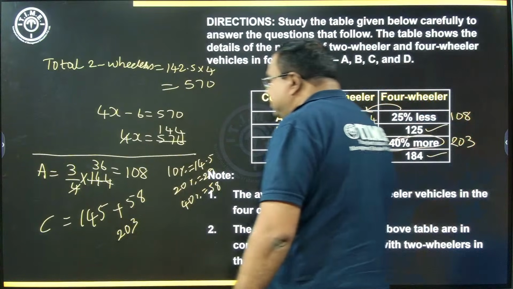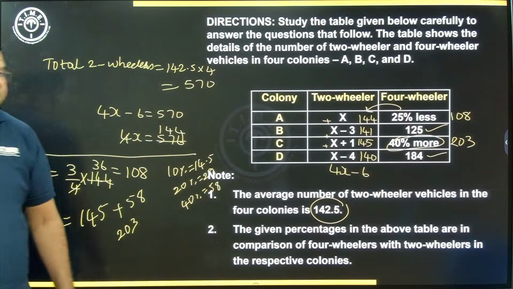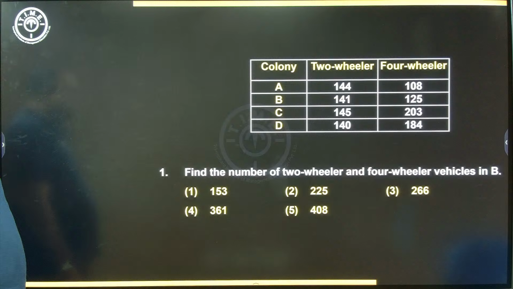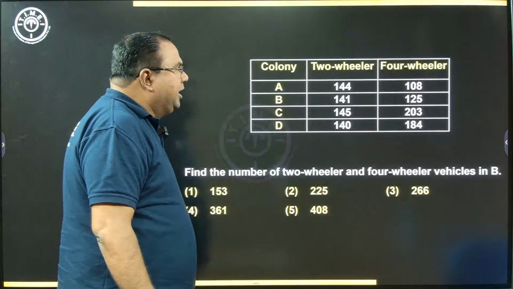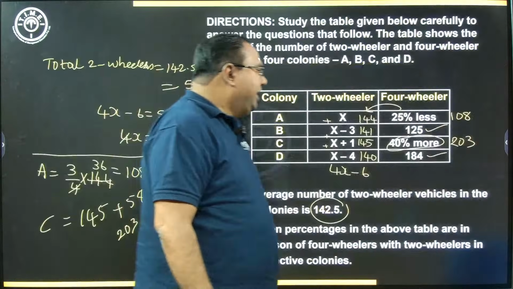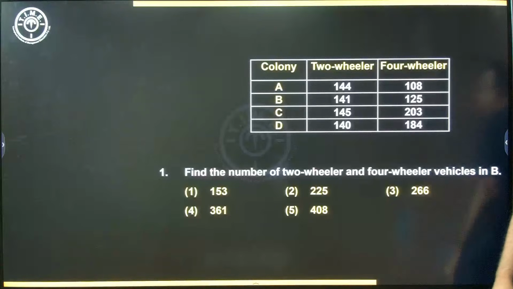I got all the values now. Now see here, I've just copied them into my tabular form here. 144, 141, 145, 140. Number of four-wheelers, 108, 125, 203, 184. Once I get this data, I can solve the questions easily.